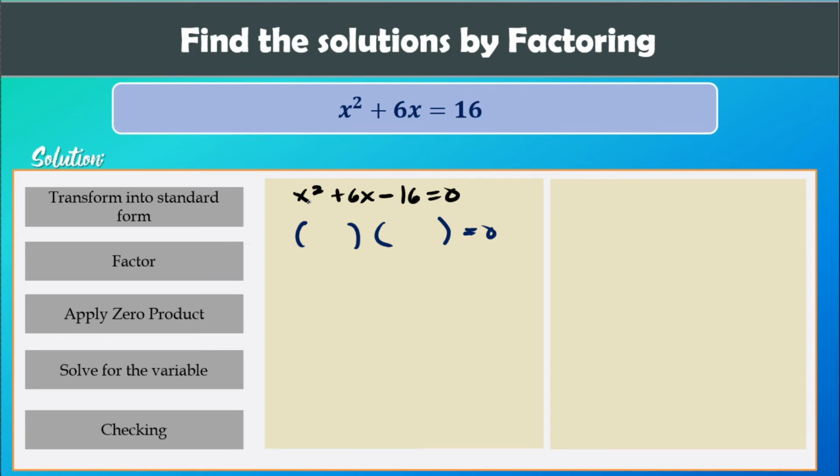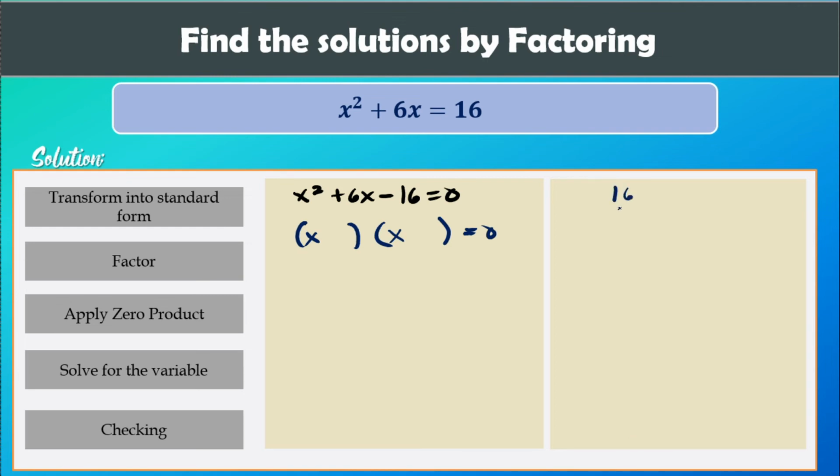First, we're going to factor x squared. So, madali lang. Lagyan mo ng x dyan. Okay. Next, ang last term natin is negative 16. Ibig sabihin, one of the factors is negative, one of the factors is positive. So, gagawin na lang natin, what are the factors of negative 16 na pag-add natin is 6.